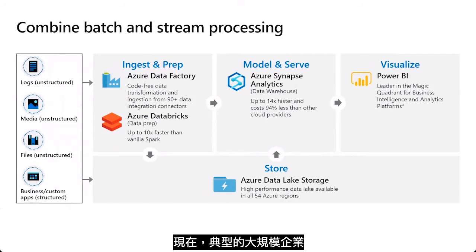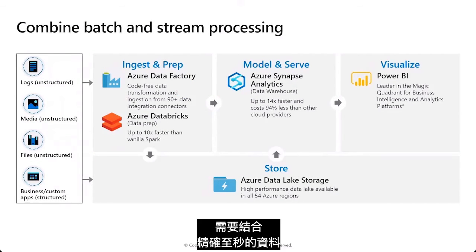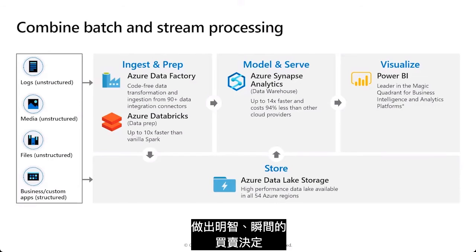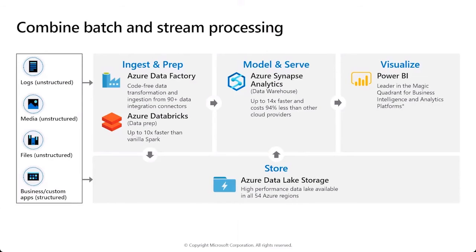Now, a typical large-scale business requires a combination of up-to-the-second data and historical information. So the up-to-the-second data might be used to help monitor real-time critical manufacturing processes, for example, where an instant decision needs to be made. Other examples include streams of stock market data where the current prices might be required to make informed split-second buy or sell decisions on the stock market.